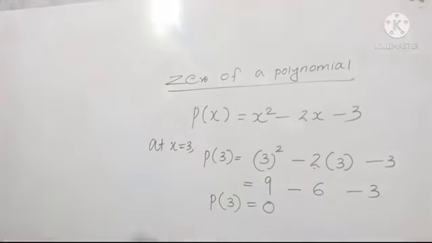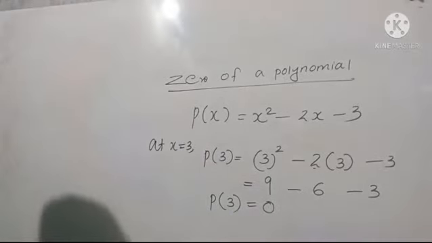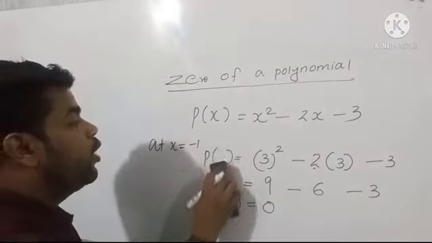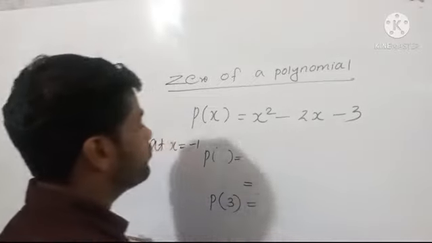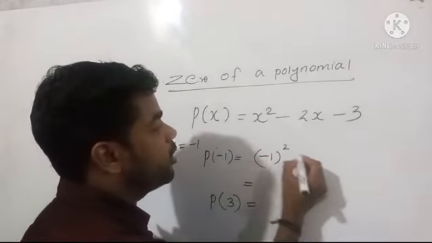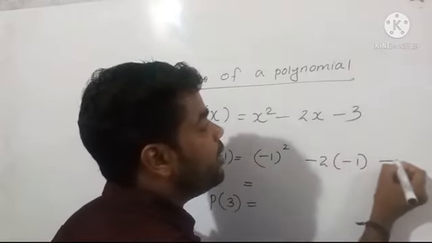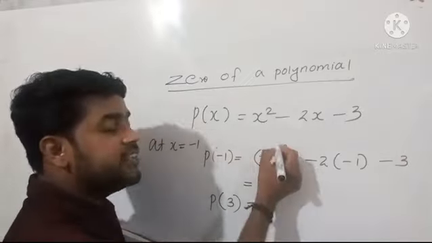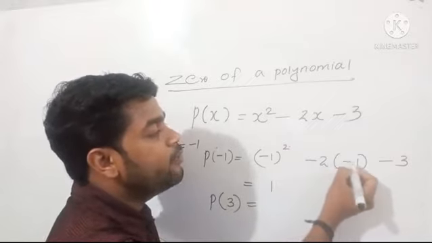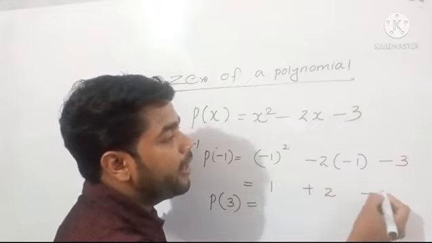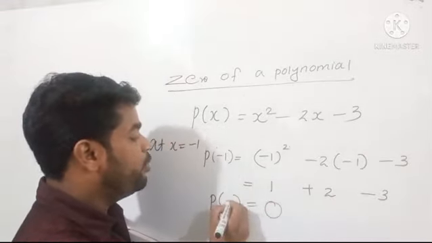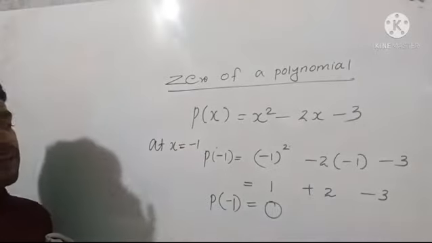Then we can check another example. When we substitute x is equal to minus 1, what is the value of this polynomial? It is called p of minus 1, right? So minus 1 square minus 2 into minus 1 minus 3. The power of a negative number is an even number, so the answer should be positive. Minus 1 square is 1. Then negative into negative 1 is positive 2. Then minus 3. 1 plus 2 is 3. Then 3 minus 3 is also 0. So p of minus 1 is also 0.